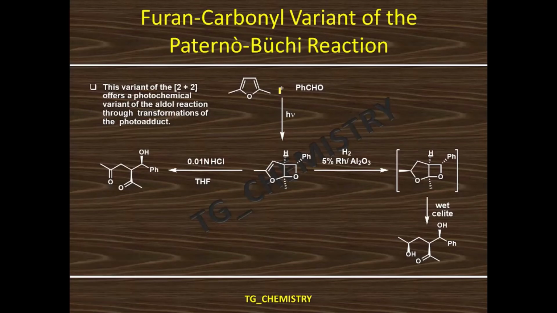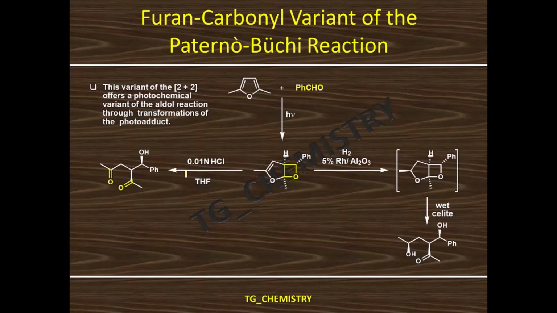So here first you can see that a 2,5-dimethylfuran derivative has been taken for the photochemical reaction, and here benzaldehyde is the other carbonyl counterpart. Upon photoirradiation, the oxetane ring structure is produced as expected. This can have two fates, as you can see. One can be the photochemical variant of the aldol reaction through the transformation of the photoadduct, and the other one can be the 1,4-dicarbonyl compound, as you can see here as the major product.